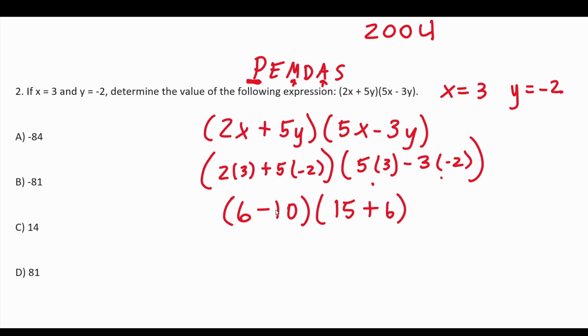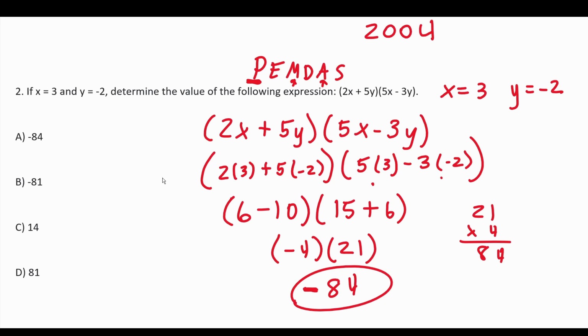And as you can see, we only have one operation left to perform in these parentheses. So let's go ahead and take care of that. 6 minus 10 is negative 4. 15 plus 6 is 21. And let's keep working this out. Again, we have a negative times a positive, so we know our result's going to be negative. We have 21 times 4. 1 times 4 is 4. 4 times 2 is 8, so this is negative 84.